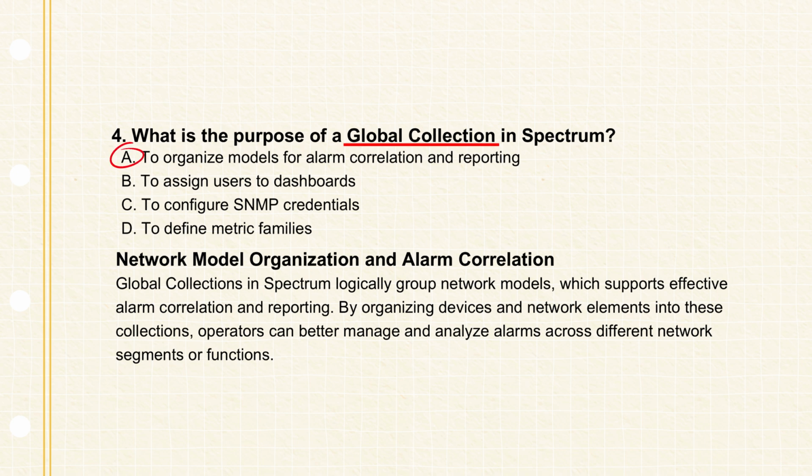So they update automatically. Correct. When a new device comes online and matches the criteria, it automatically gets added to the collection. If a device changes or is removed and no longer matches, it drops out. This keeps your groupings, and therefore your alarm correlation and reports, accurate without needing constant manual tweaking.